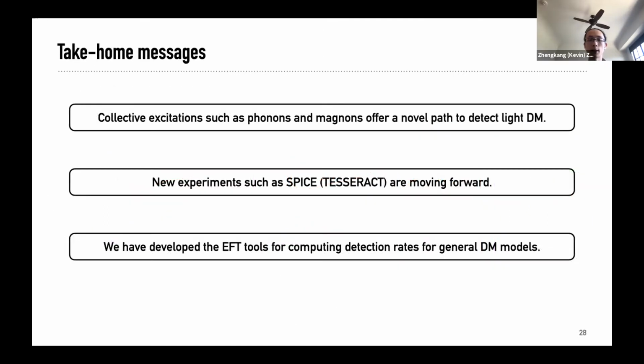So I guess I'm running out of time. Take-home messages. First, collective excitations such as phonons and magnons offer a novel path to detect light dark matter. On the experimental side, new experiments such as SPICE, which is part of TESSERACT in Berkeley, are moving forward. And on the theoretical side, we have developed the EFT tools for computing direct detection rates for general dark matter models. So I'll stop here.